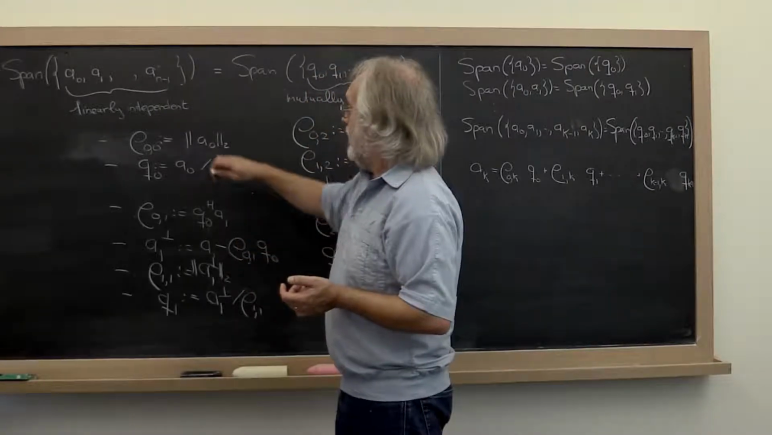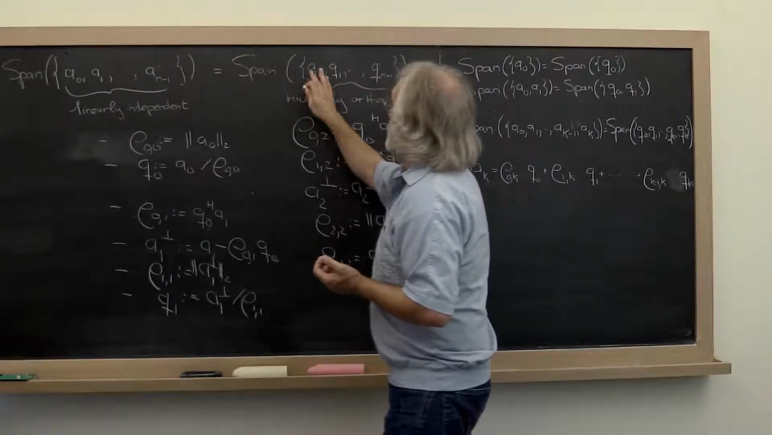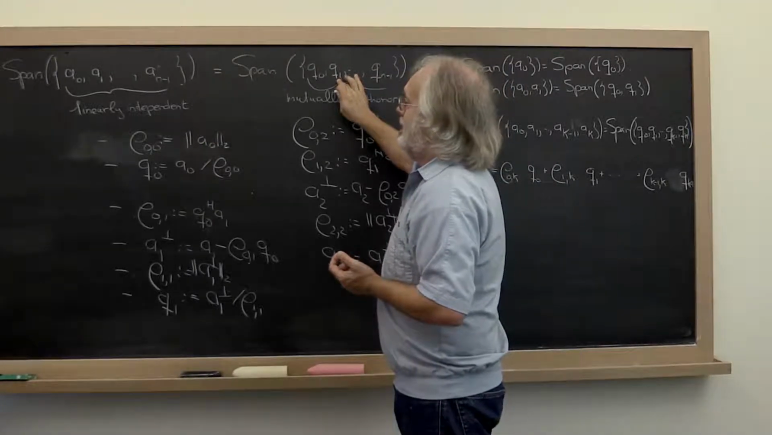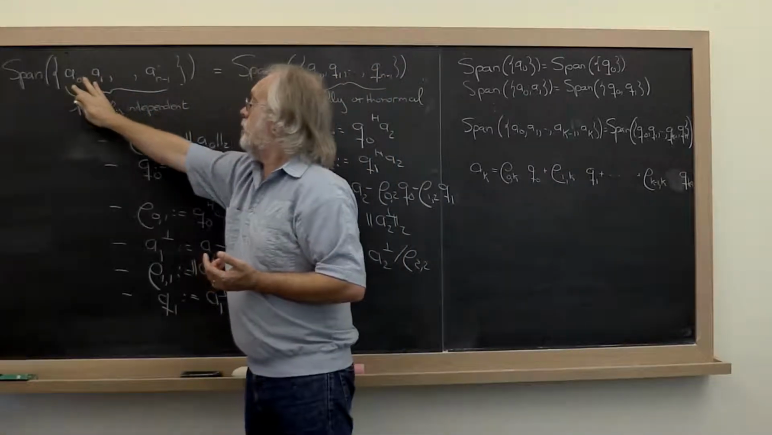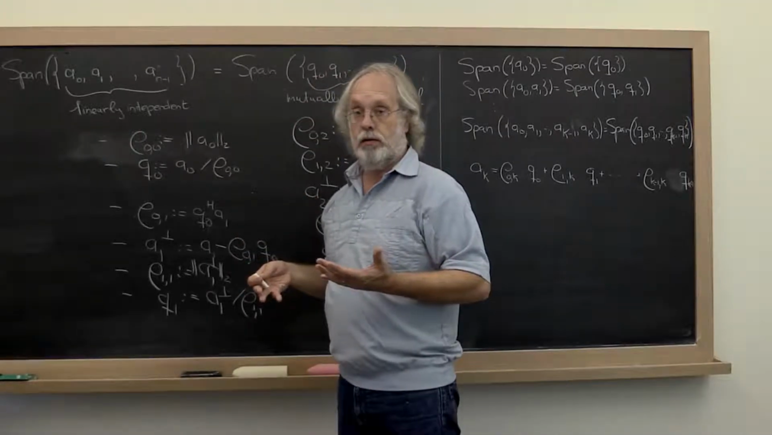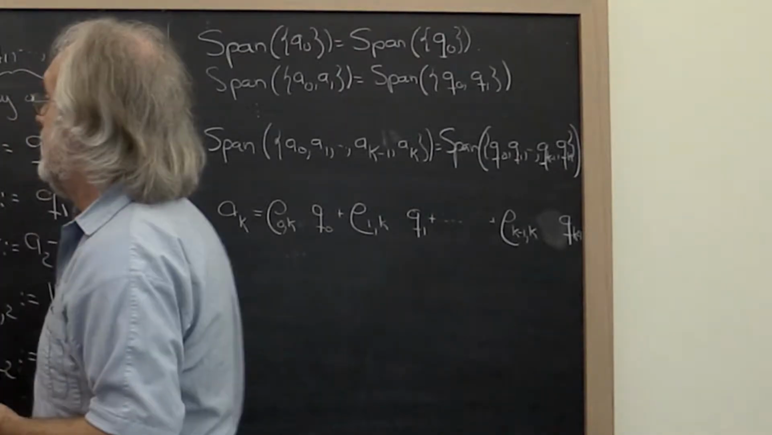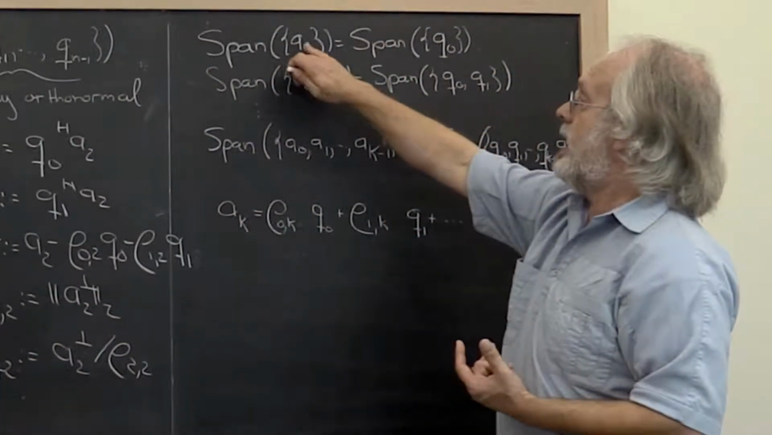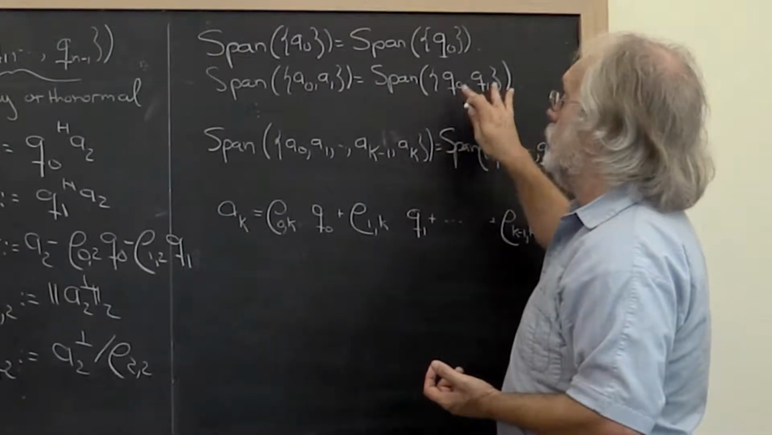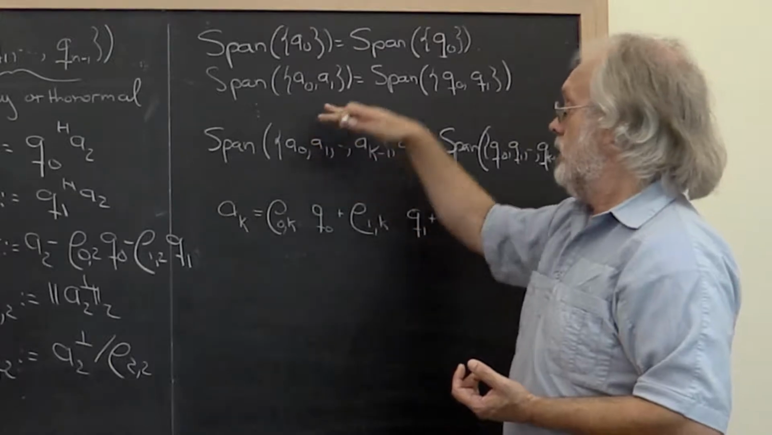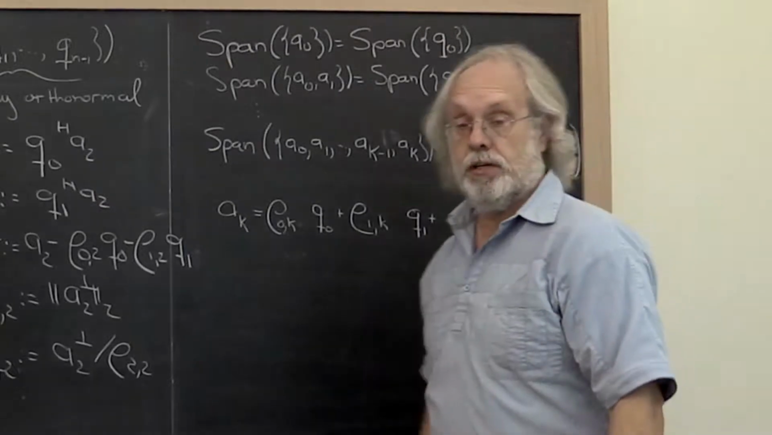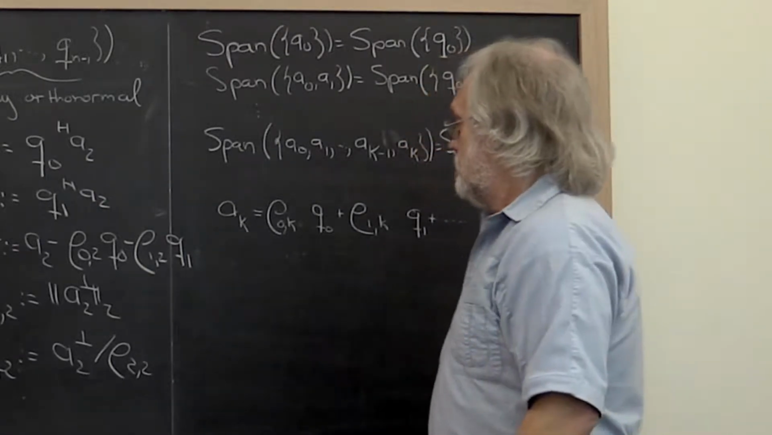The span of a0 and a1 is the same as q0 and q1. Why? Because you computed q1 by taking a1, subtracting out the component in the direction of q0, and then making it of length 1. And in the same way, you can conclude that the span of q0 is the same as the span of a0. The span of q0, q1 is the same as the span of a0, a1, and so forth. And this is just a property of the Gram Schmidt orthogonalization process.